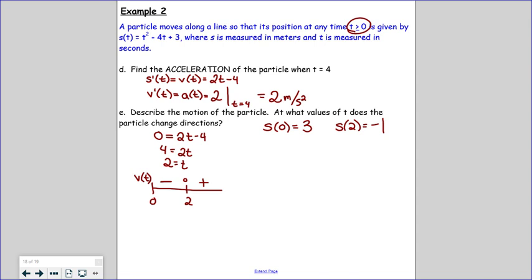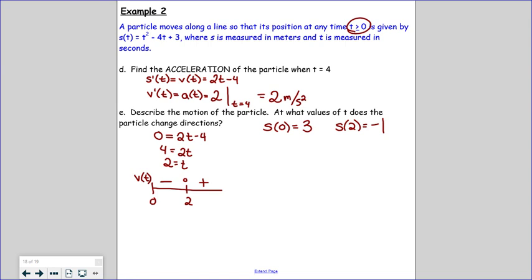Okay, does our answer make sense? The particle started at 3, moved left, ended up at negative 1. Does that make sense? Yeah? And now it's going to move right again for the rest of forever. Okay? So now we just got to put that into words. Describe the motion of the particle.